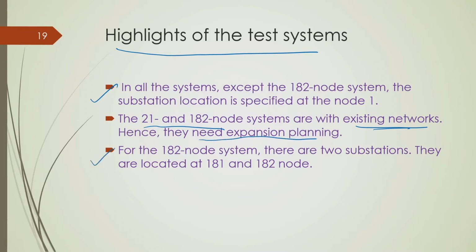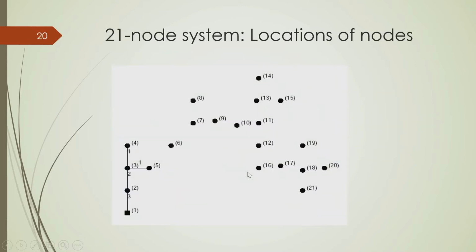But for 182 node system, we have two substations. They are located at node number 181 and 182, and we have also some pre-existing networks which we need to expand with some additional node points. Okay. So, let us start with this 21 node system.